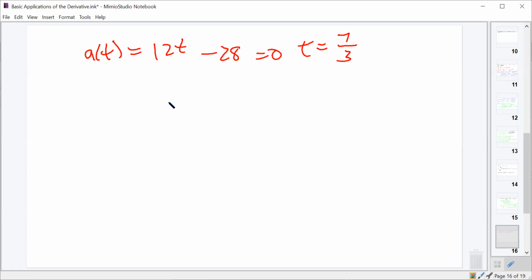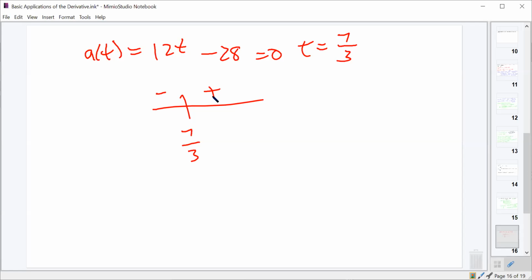Yep, okay, and so we make our sign chart there with 7/3. Something less than 7/3, like 1, we'll make this negative. So it's decelerating from 0 to 7/3, and greater than 7/3, like 1,000, that's positive, so it's accelerating from 7/3 to infinity.